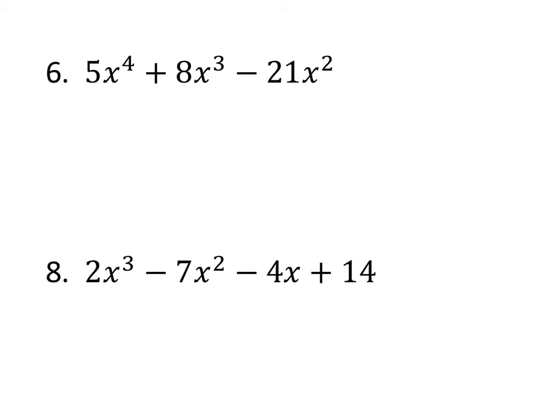Now, the coefficients here, we're not going to be able to do anything with those because 5 doesn't go into 8 evenly, and 8 doesn't go into 21 evenly, so there's nothing we can do with the numbers, but we can factor out this x squared. Okay, so when I factor out the x squared, I'm just dividing each term by x squared, and when I do, what I have left is 5x squared plus 8x minus 21.